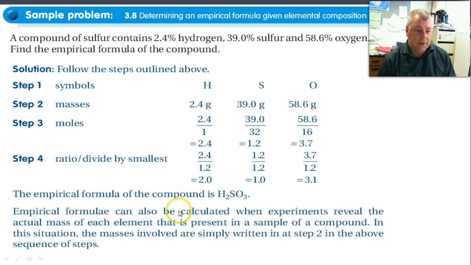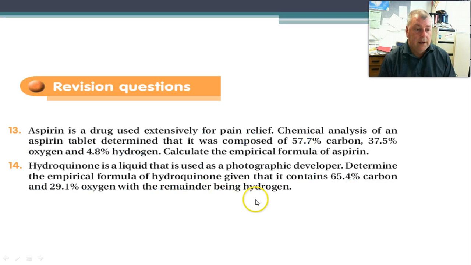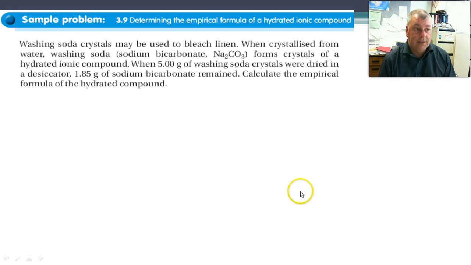And the empirical formula can also be calculated from experiments where we're actually given the masses, so we can work out the masses, in which case we sort of step the transition across from percentages to masses because we have masses, as long as those masses add up to 100. Now have a go at these two questions here on aspirin and hydroquinone, and let's do another example.